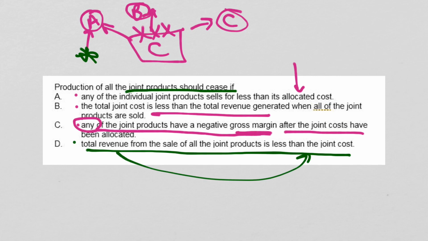So how does that differ from this particular picture? Again, B and C were profitable up here. They were yielding a profit greater than the loss that A was yielding. So overall, it was a positive net income. But what if B and C yield gross margins that are less than the loss at A? So that's what D is really about.